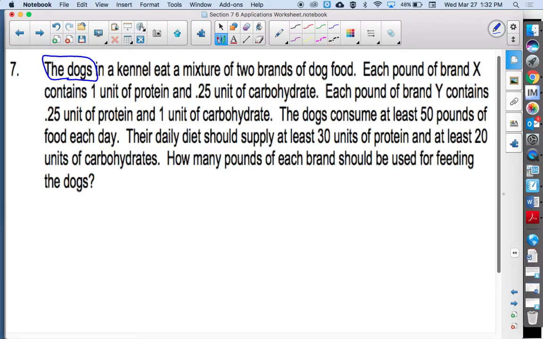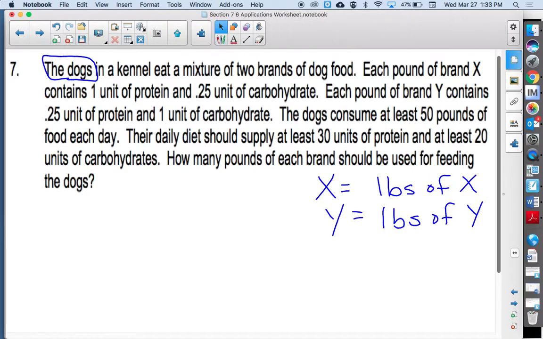Two different types of dog food. So each pound of brand X has 1 unit of protein, 0.25 units of carbs. Each pound of brand Y has 0.25 units of protein, 1 unit of carbs. The dogs consume at least 50 pounds of food each day. Again, not one, or less. Who knows how many? Their daily diet should have 30 units of protein, 20 units of carbs. So I said X was the pounds of dog food X, and Y the pounds of dog food Y.